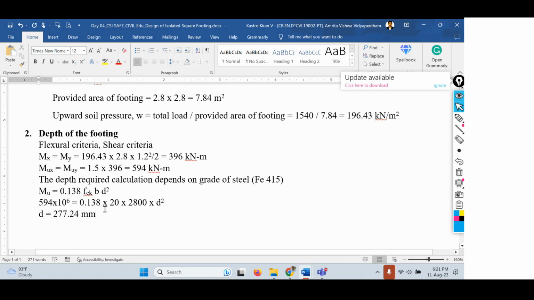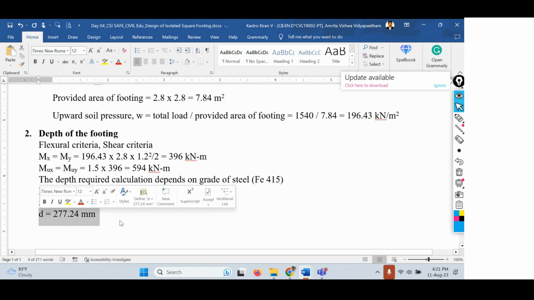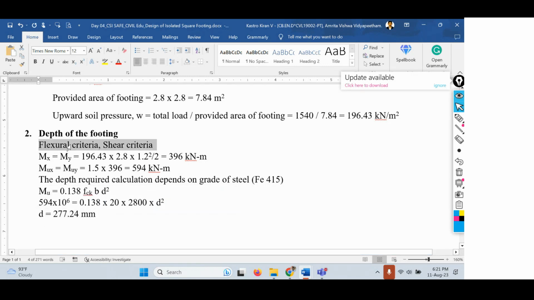But is it required to provide exactly this depth? No, we have to provide additional depth. Why? Because whatever the depth that we are going to provide, that depth should satisfy both flexural criteria and shear criteria. For flexural criteria, this will be fine. But for shear criteria, this will definitely not be fine. Okay, this depth is not at all required.